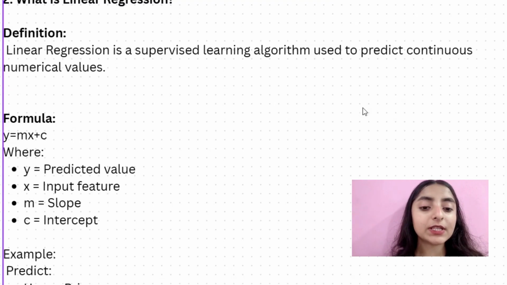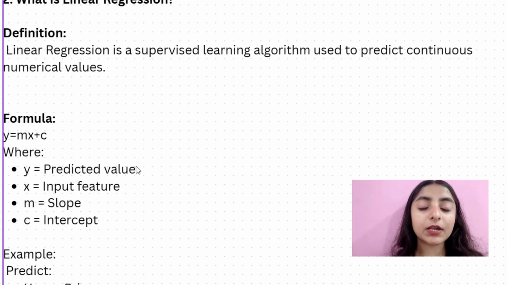Linear regression is a supervised learning algorithm. It is used for regression problems where the output is a continuous numerical value. For example, predicting house prices, predicting salaries, and sales forecasting. It finds the best fit straight line between input and output data.